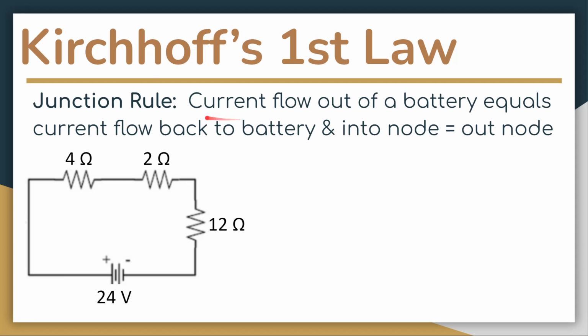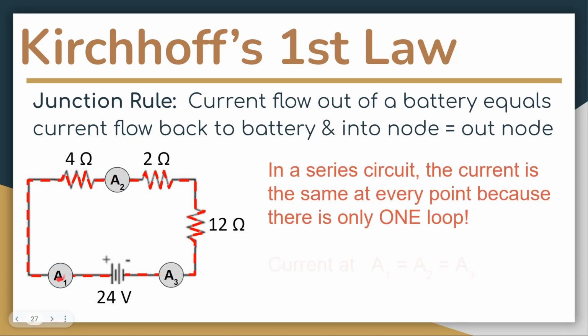So current flow out of the battery equals current flow back to the battery, or into a node equals out of a node. So here, my charges are going to flow through this circuit. Here's the pathway. They have to go through the 4 ohm resistor, they have to go through the 2 ohm resistor, they have to go through the 12 ohm resistor, and then they make their way back to the battery again.